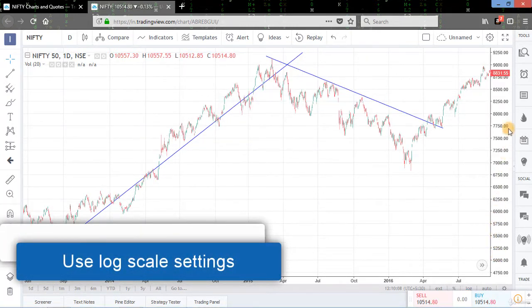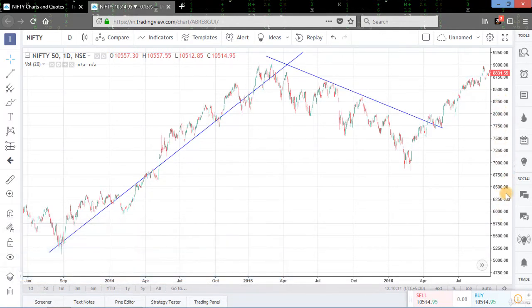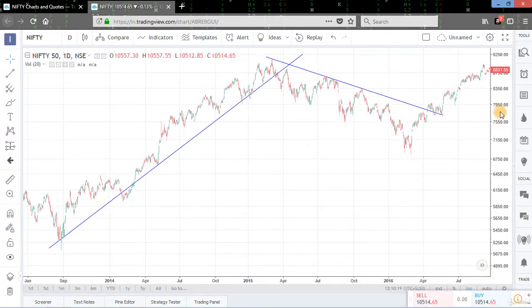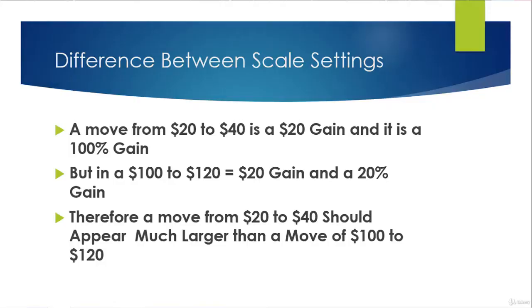In an arithmetic scale, the prices are displayed evenly as they move on y-axis, but if we set the log scale, prices are displayed in percentage terms. For example, a move from $20 to $40 is $20 gain and it is a 100% gain. But a move from $100 to $120 is also a $20 gain, but it is only a 20% gain. Therefore, a move from 20 to 40 should appear much larger than a move of 100 to 120. Therefore, if we apply the log scale instead of arithmetic scale, we get a clear and smooth trend line.